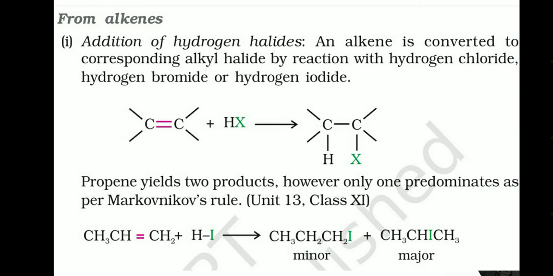Look at the major product. The negative part attaches to the carbon with less number of hydrogens. Let's come to the minor product. Anti-Markovnikov's rule or Karash effect is exactly opposite to Markovnikov's rule. Here the negative part attaches to the carbon having more number of hydrogen atoms.